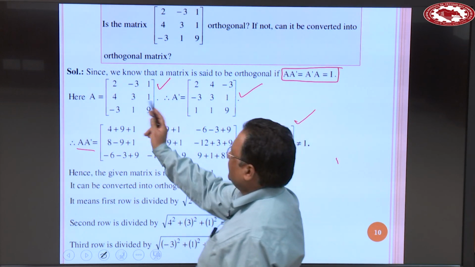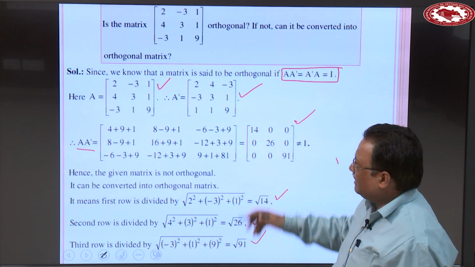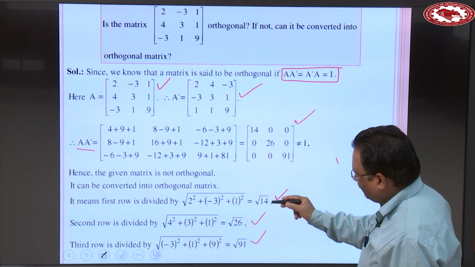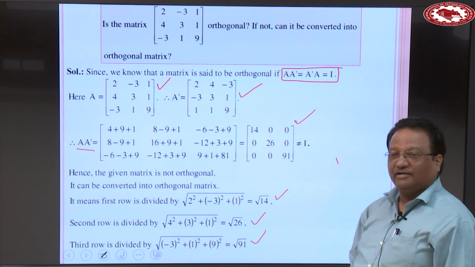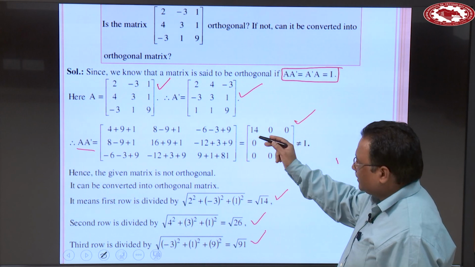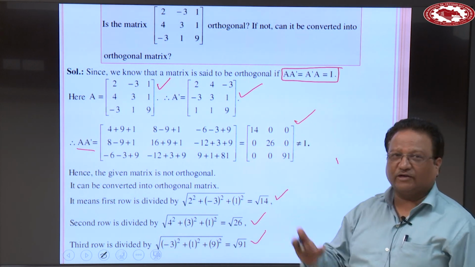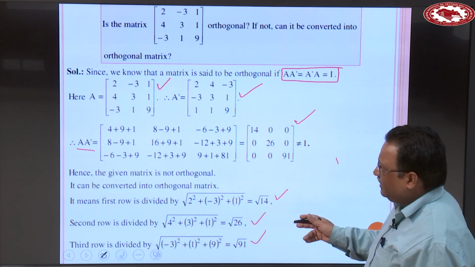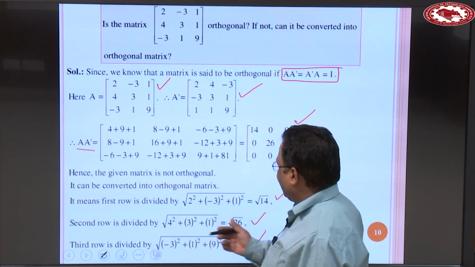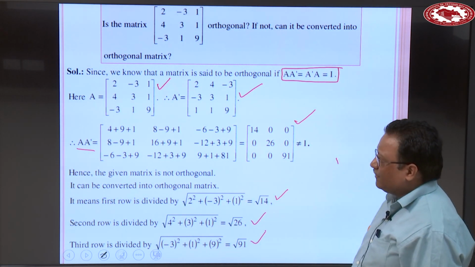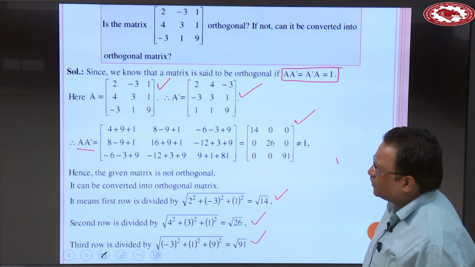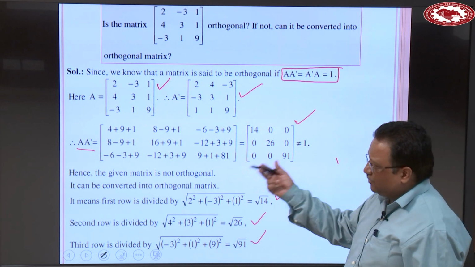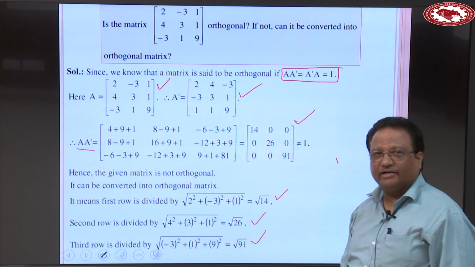So all these rows you have to divide by these, so that when you take the transpose and multiply, you get 1 1 1. Under root 14, 26, 91. So what will come in the denominator? Under root 14 into under root 14 means 14. So 14 14 cancel, you will get 1. So it can be converted into an orthogonal matrix provided we divide the first row of A by under root 14, the second row of A by under root 26 and the third row of A by under root 91. Only then can we produce A A dash equal to the unit matrix.